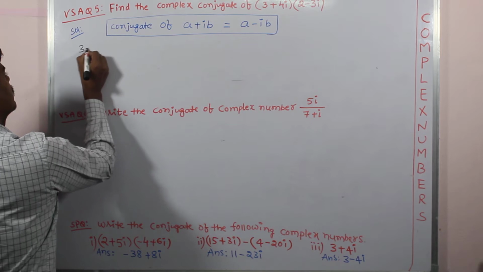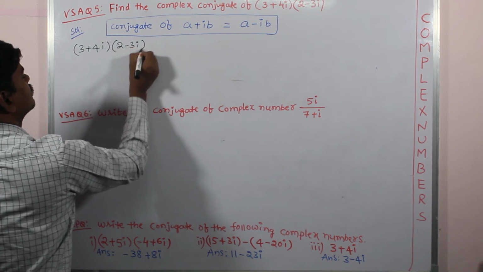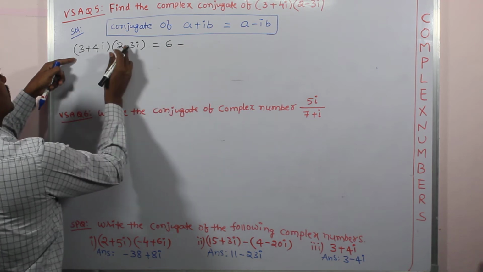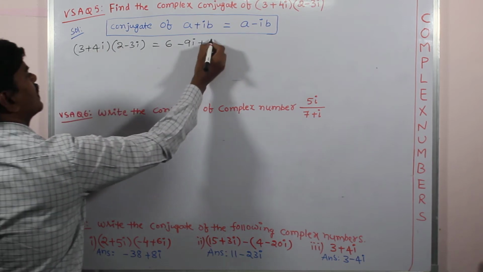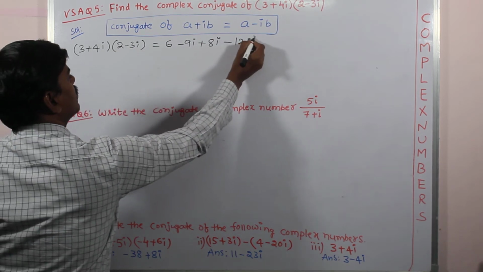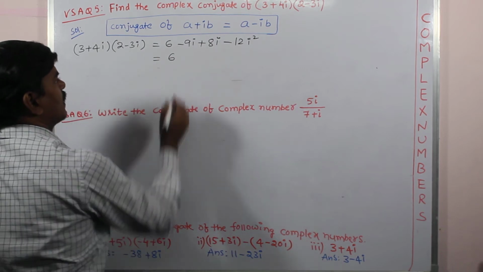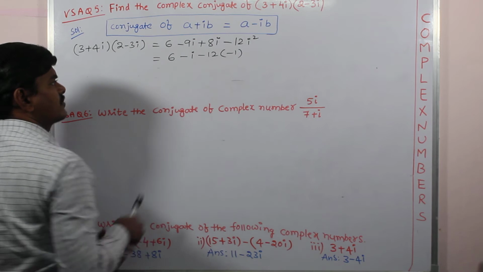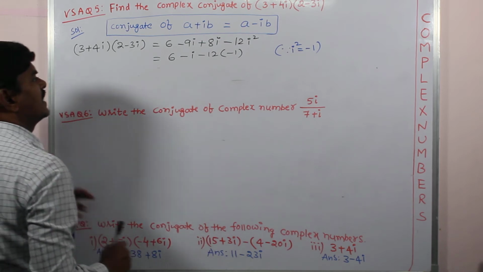So let's write the given complex number first. 3 plus 4 iota into 2 minus 3 iota. Just multiply. 3 twos are 6, minus 3 into 3, 9 iota, plus 2 into 4 iota, 8 iota, minus 4 threes are 12 iota into iota, iota square. 6 minus 9 iota plus 8 iota minus 12 into iota square, whose value is minus 1. I told you to remember, very useful, iota square value is minus 1.